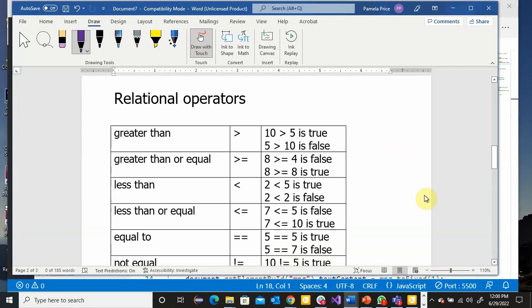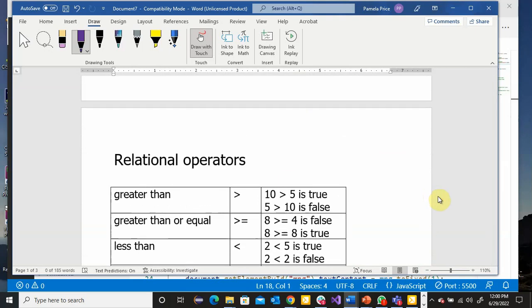We, up to now, have talked about some mathematical operators, right? We've talked about how to do addition, subtraction. This is the multiplication operator. This is the division operator. But now we are going into another type of operator, all right? And it's called relational operators.